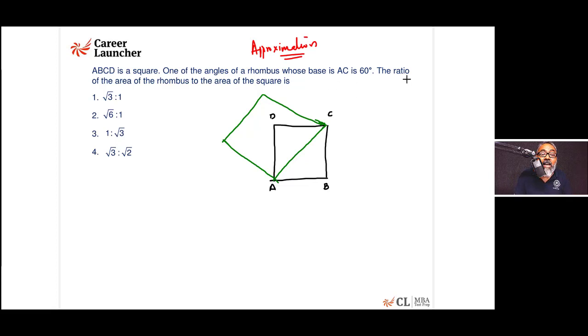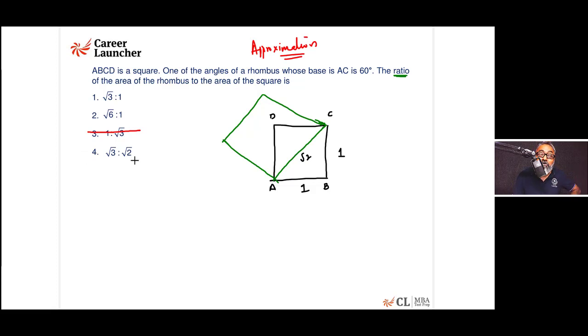Now the question is the ratio of the area of the rhombus to the area of the square. First of all, the question is asking me a ratio. So if I assume this side to be 1, and this side to be 1, one of the sides is going to be equal to root 2. Visually, I can also see that the area of this rhombus is going to be greater than the area of the square. So the area of the rhombus has to be greater than the area of the square. That tells me that 1 is to root 3 doesn't make any sense.